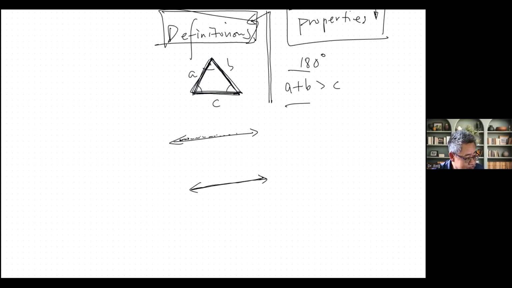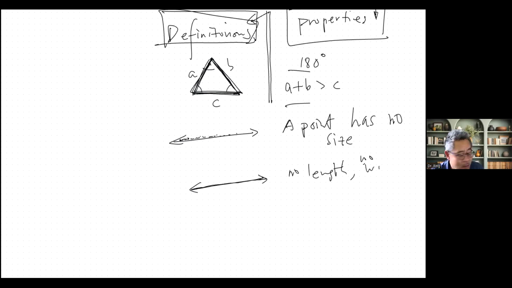Then we have to say what is a point. The definition is very interesting, but it also shows that in order to study something, we have to make things as simple as possible. So the definition of a point is that a point has no size. There's no length, no width, no thickness.